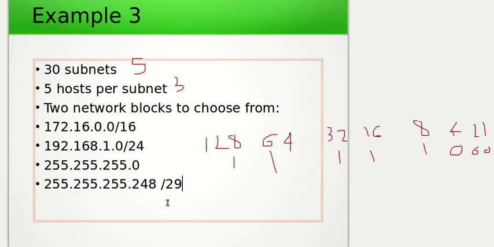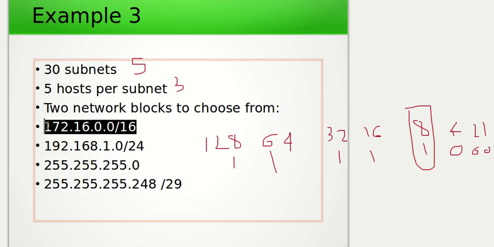Okay, and now we know that our increment is going to be 8. And our increment is going to be in the last octet, because that is the octet in the subnet mask with the last binary one. So the last binary one in a subnet mask falls within the 4th octet. That means that we'll be incrementing the 4th octet by 8 in order to find out our subnet IDs.